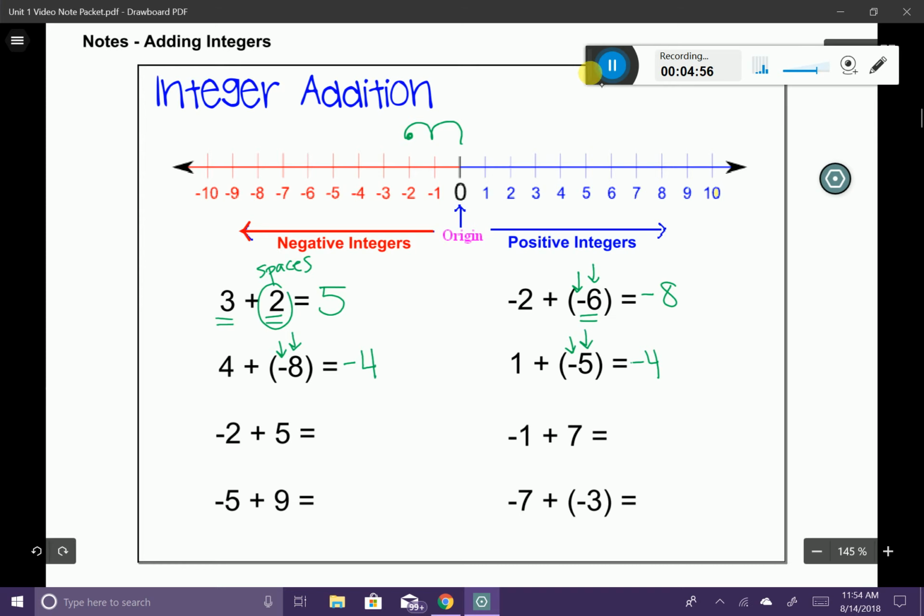But I'll show you up here what it looks like. 1, 2, 3. That will give me a total of those 5 spaces that we said. So it's a nice little tool that you can use as you work along with these problems.